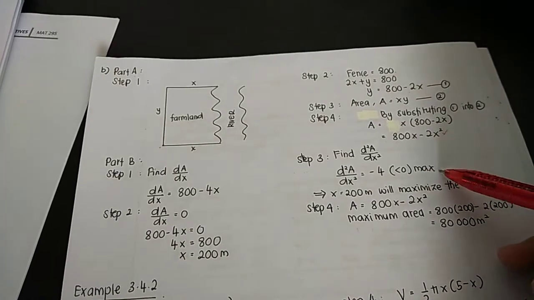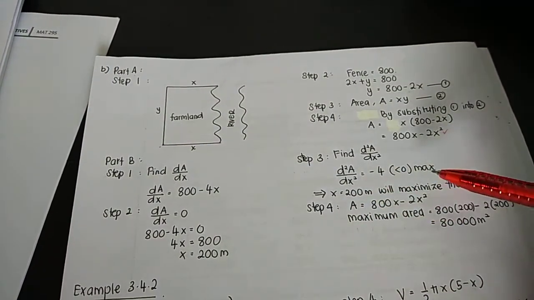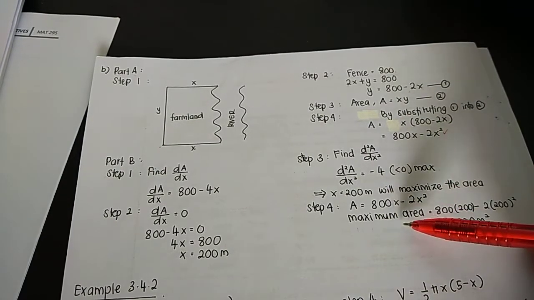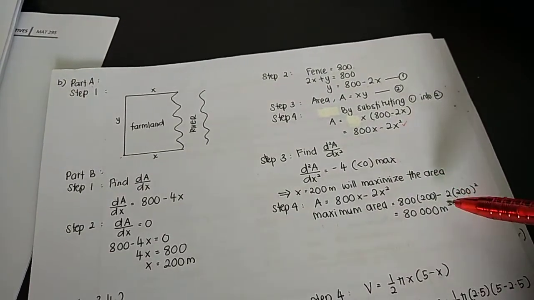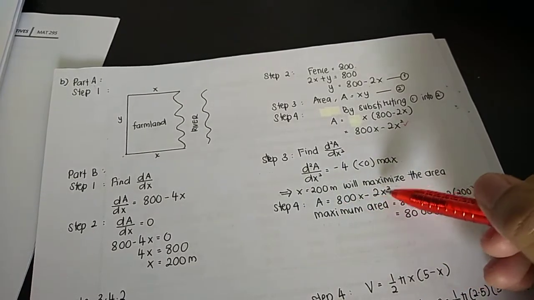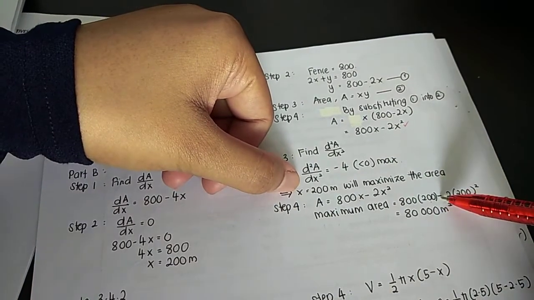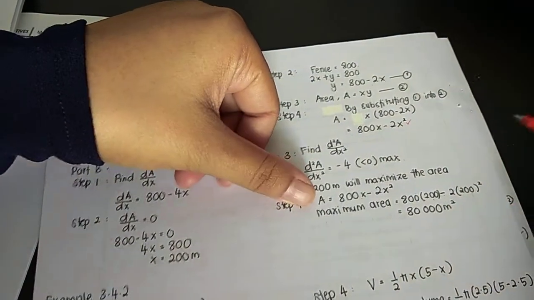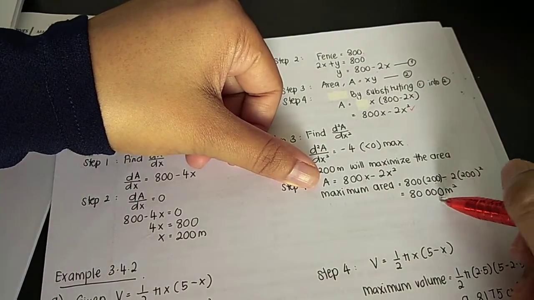Okay, baru dah betul yang ni, so awak akan conclude lah yang bila x dia sama dengan 200 meter, so dia akan maximize the area. Last sekali, barulah awak boleh cari berapa maximum area yang dia akan dapat. So gantikanlah balik yang A tadi, 800x minus 2x square. So 800 times 200 because x dia, and then minus 2x square. So 2 times 200 square, so awak akan dapat 80,000 meter square. Okay, meter square sebab dia area.